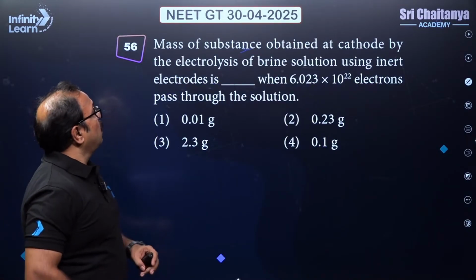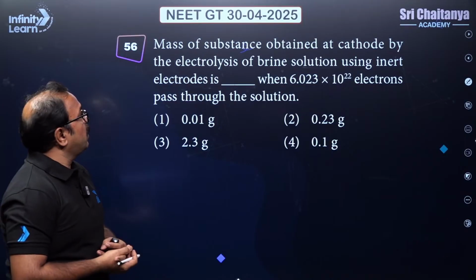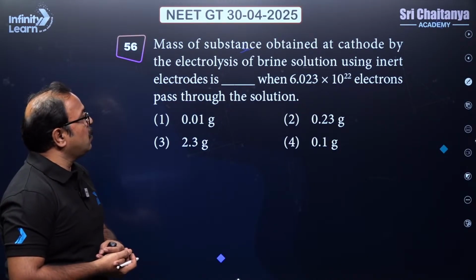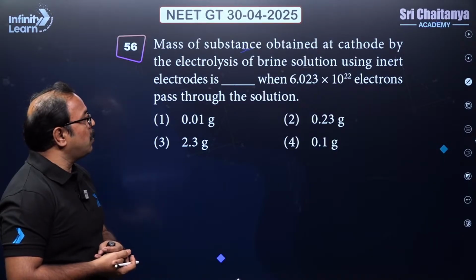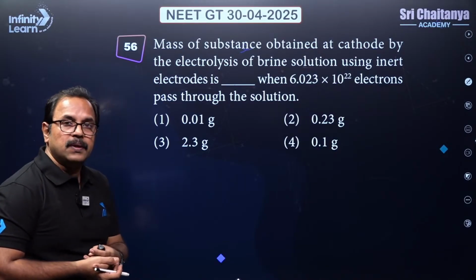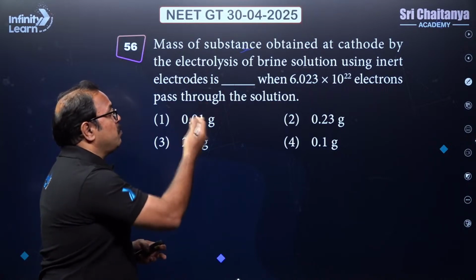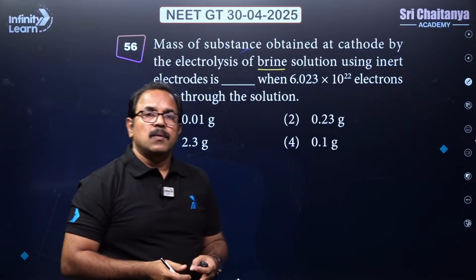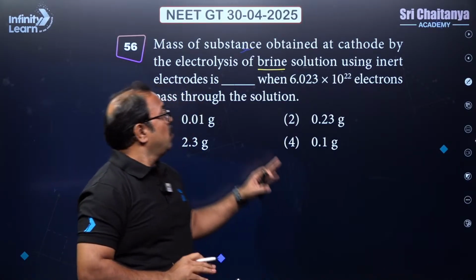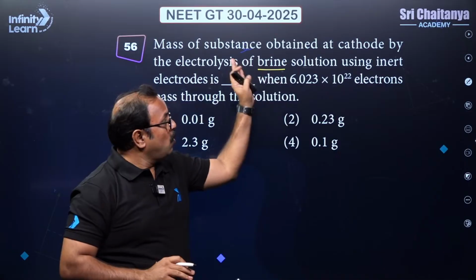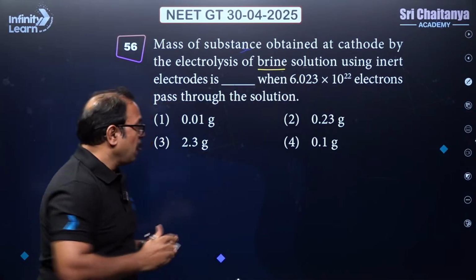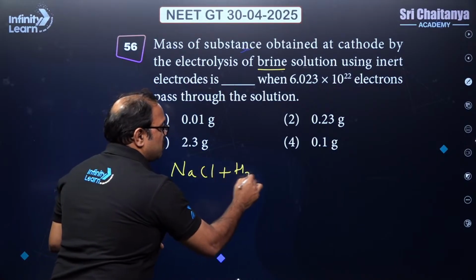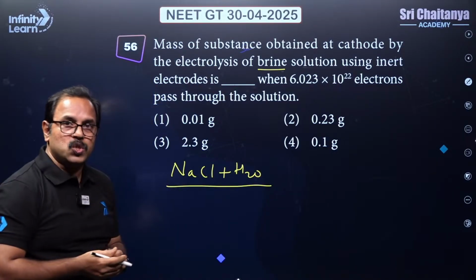Okay. Now, mass of the substance obtained at cathode by the electrolysis of brine using inert electrodes when 6.023 × 10^22 electrons pass through the solution. You need to remember what brine is, first part, otherwise you cannot move an inch in this question. Most of you know, but in case you don't have an idea, then you will have a lot of trouble, though the question appears very simple. Brine is nothing but saturated solution of NaCl. Saturated solution means it is definitely having NaCl and H2O.